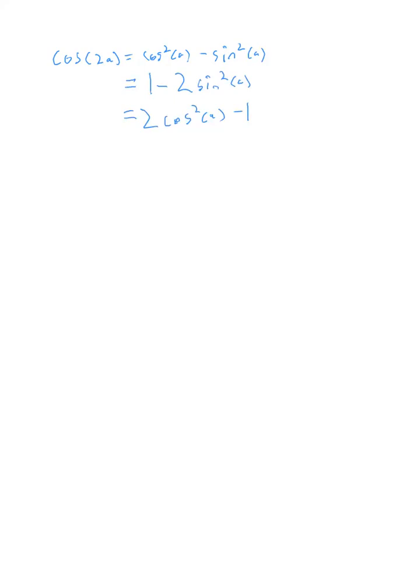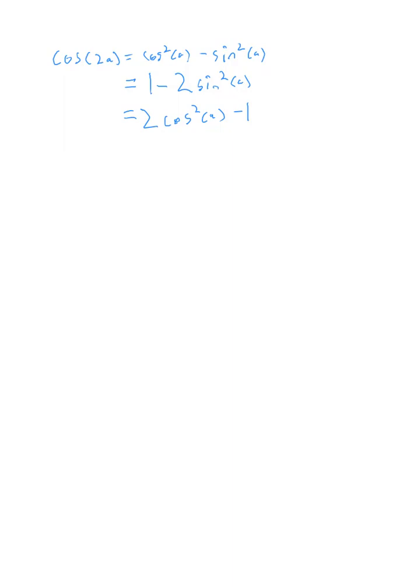Hold on, let me double check before I keep going. I just wanted to double check before I kept going and we somehow got everything wrong from here. Okay, so these are our double angle formulas for cosine. All three of these are equal to each other and are equal to cosine of 2a.